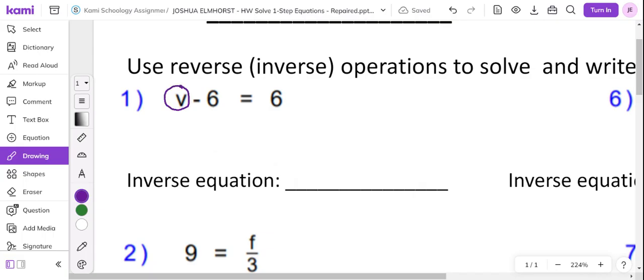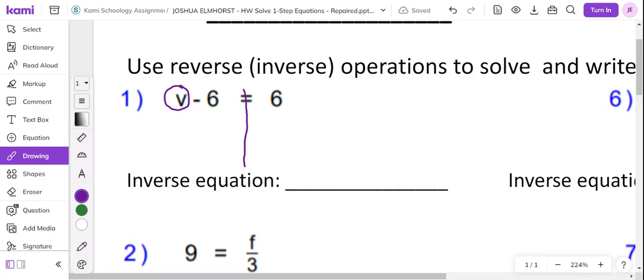Find your variable term and separate the left side and the right side. So put a line down through the equal sign, use a stylus, use your finger. This work is a simple process, but when we get into multi-step 3, 4, 5, and 6-step equations, this process is going to become more important.